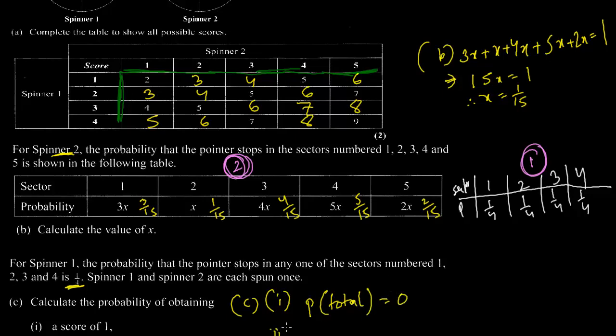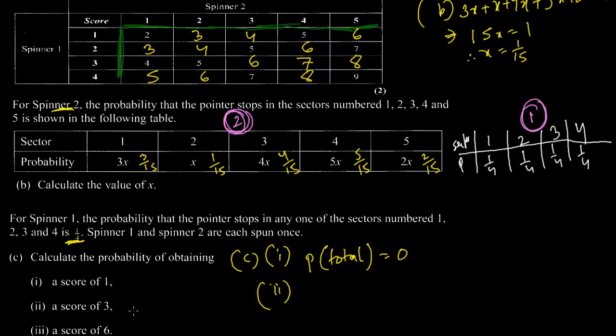Question number 2 says a total of 3. So let's see, we have this one, we have this one. There are two ways of getting a 3. We can get a 3 by 1, 2, or we can get a total of 3 by 2, 1. So that would mean 2, 1.